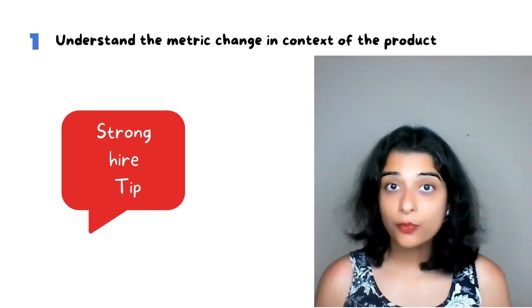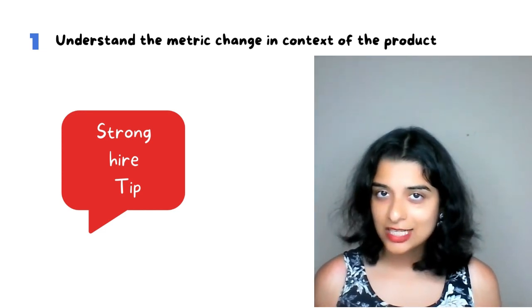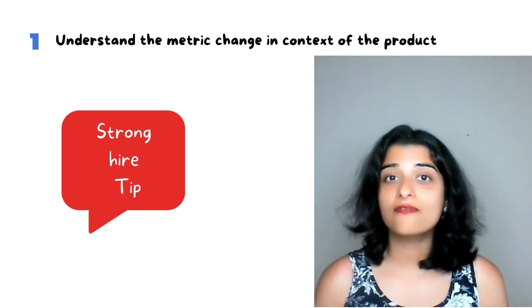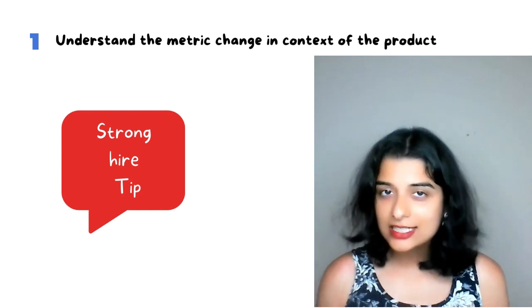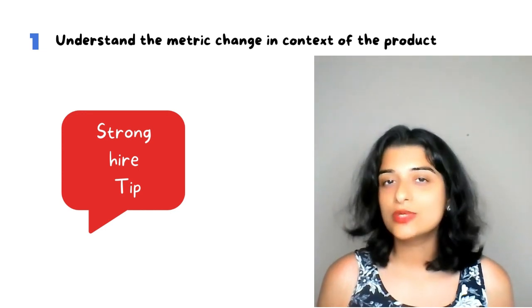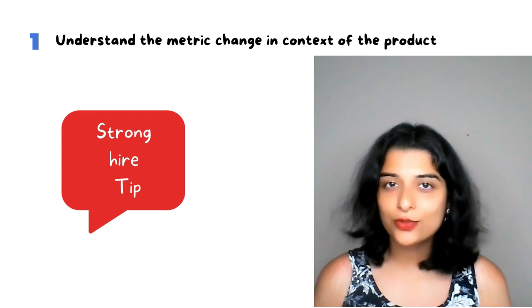So that was step 1 of my 4-step framework. It was simple, wasn't it? Just 2 things you need to make sure. 1, make sure that you have clarity on the definition of the metric. And step 2, understand the change or the impact of the change on the overall product using the North Star metric method that I just shared. Let's go to step 2.